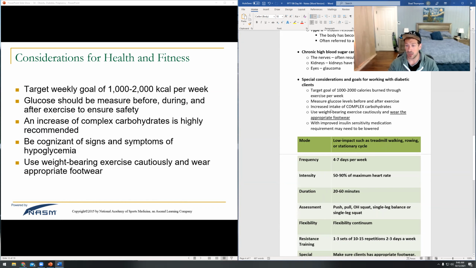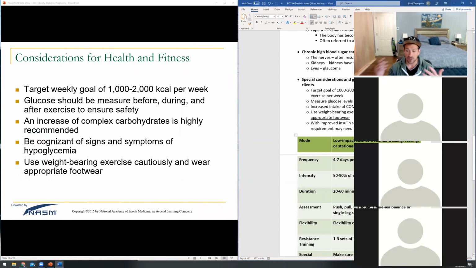We're also going to go with weight-bearing exercises cautiously. One of the things that is true about having diabetes is that the body repairs more slowly. Because it repairs more slowly, we are going to be a little bit cautious about weight-bearing exercise, because if they bruise themselves or something like that, that bruise is going to take longer to heal. So we've got to be careful with stuff like that.